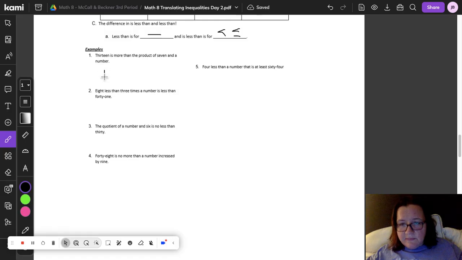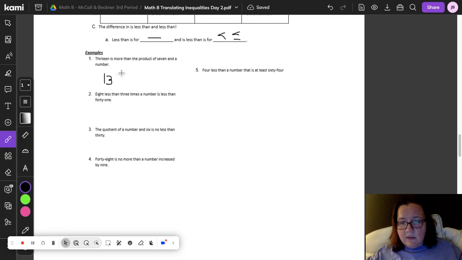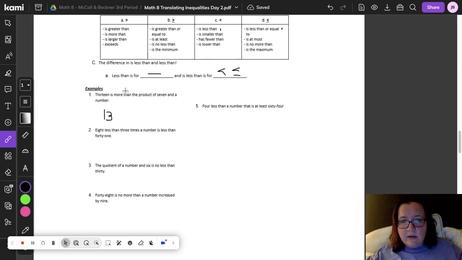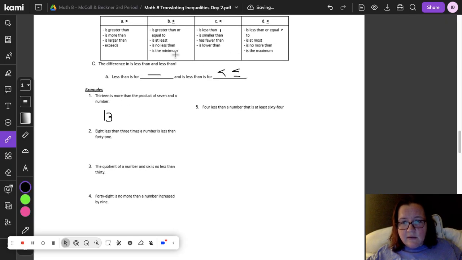13 is more than the product of 7 and a number. So we're going to start with 13. 13 is more than, okay? So we want to put our inequality symbol. So we're going to go back up here and find our keywords. And we see that is more than is right here for the greater than symbol. So we're going to put that in there. 13 is more than the product of 7 and a number. So we know how to write the product of, we did that earlier, product of 7 and a number. And this is our inequality right here. That's it.